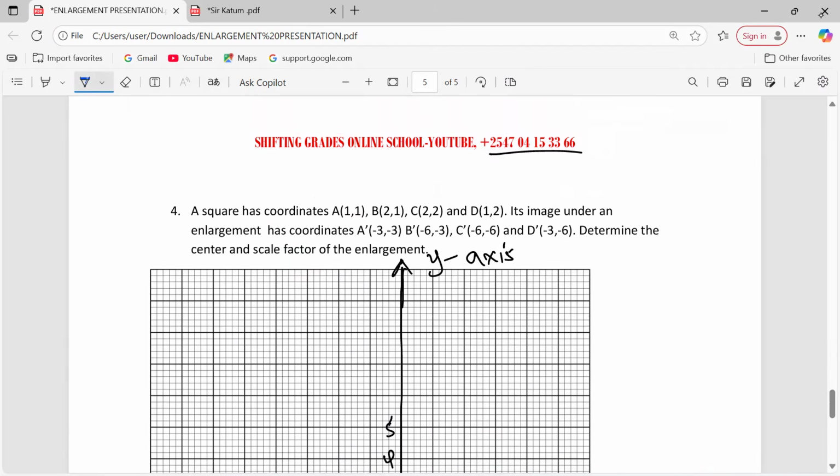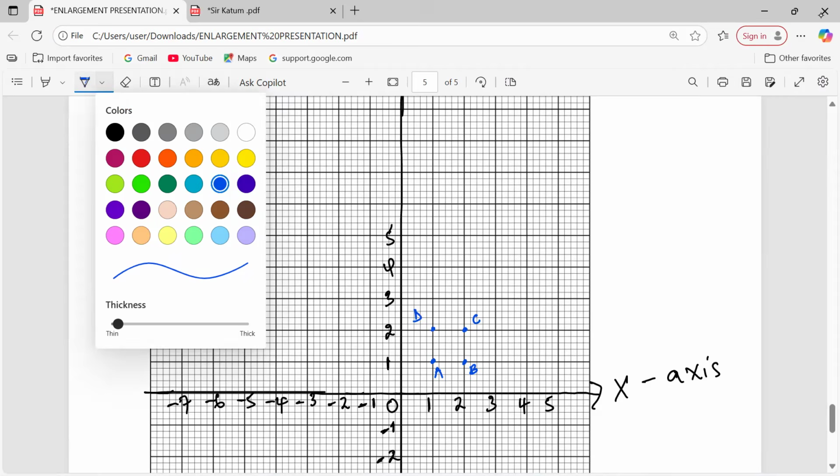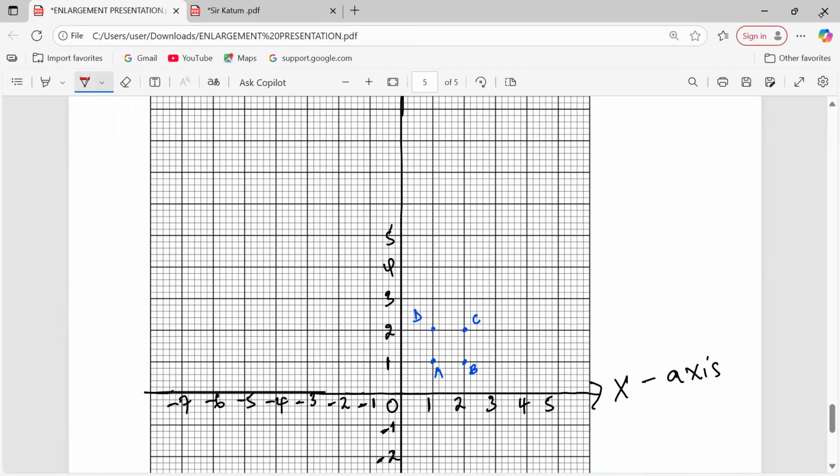Then we have 2, 2 for C. And 1, 2 for the coordinate D. That way, we'll join all of them to come up with our square. So here is the square, the original one.